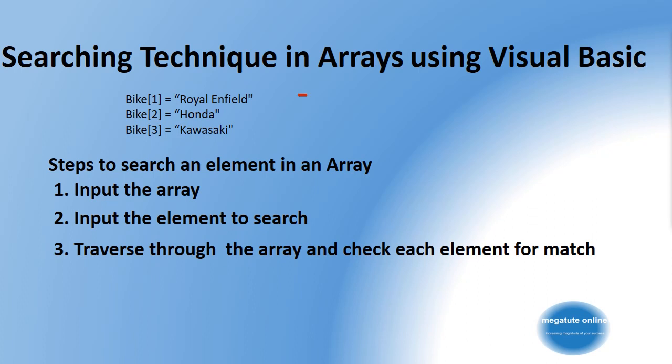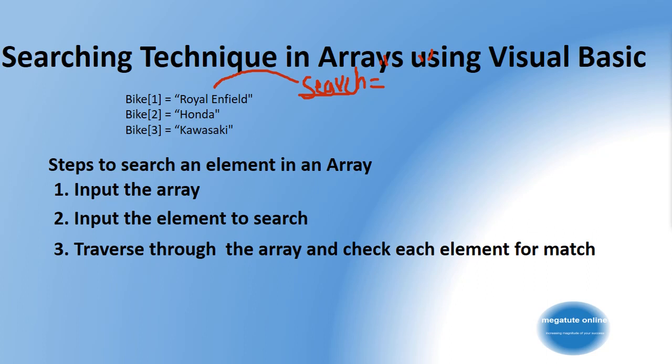Suppose the user has given the bike name, or whatever content you are looking for, into a variable called search. I have taken a variable search into which the user gives whatever bike the user wants to search for. In this case, if it is Honda, it will compare this with the first element. If it is not found, it will skip this and go to the next element. Right now in this example it is matching, so it will say it is found.